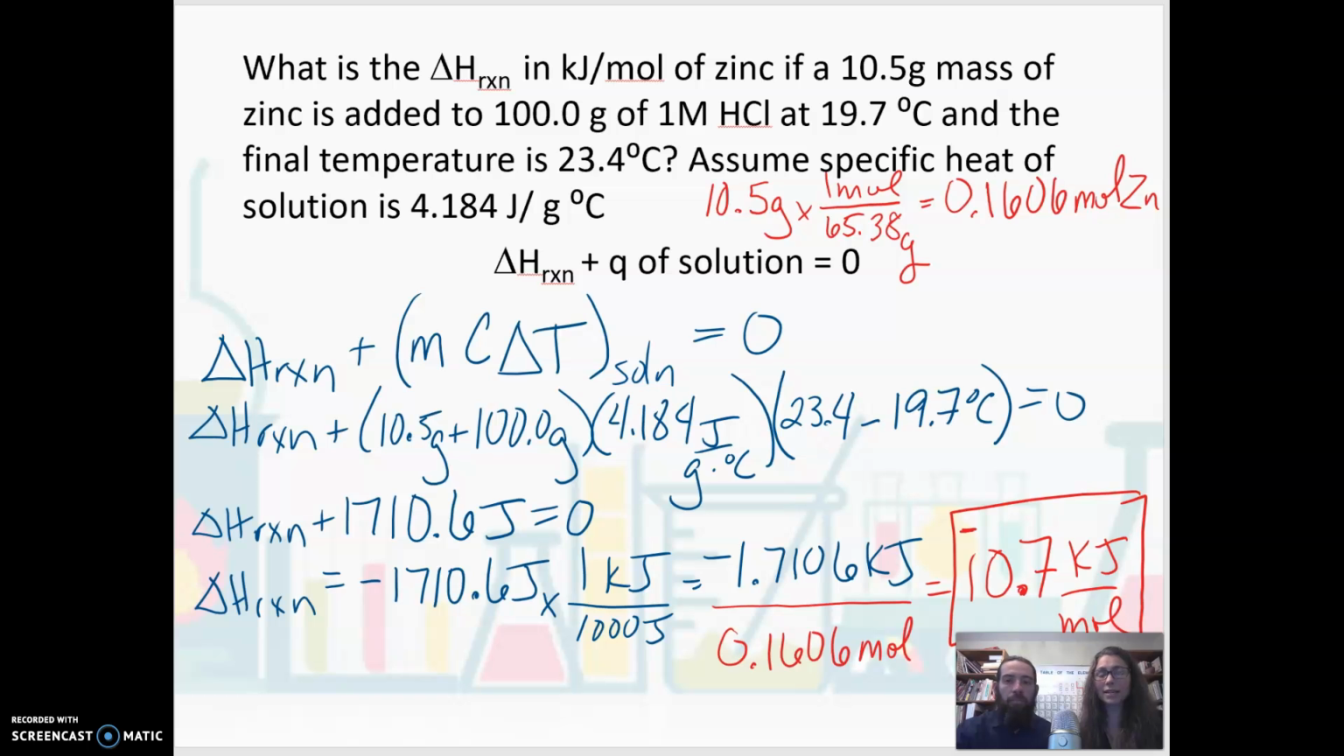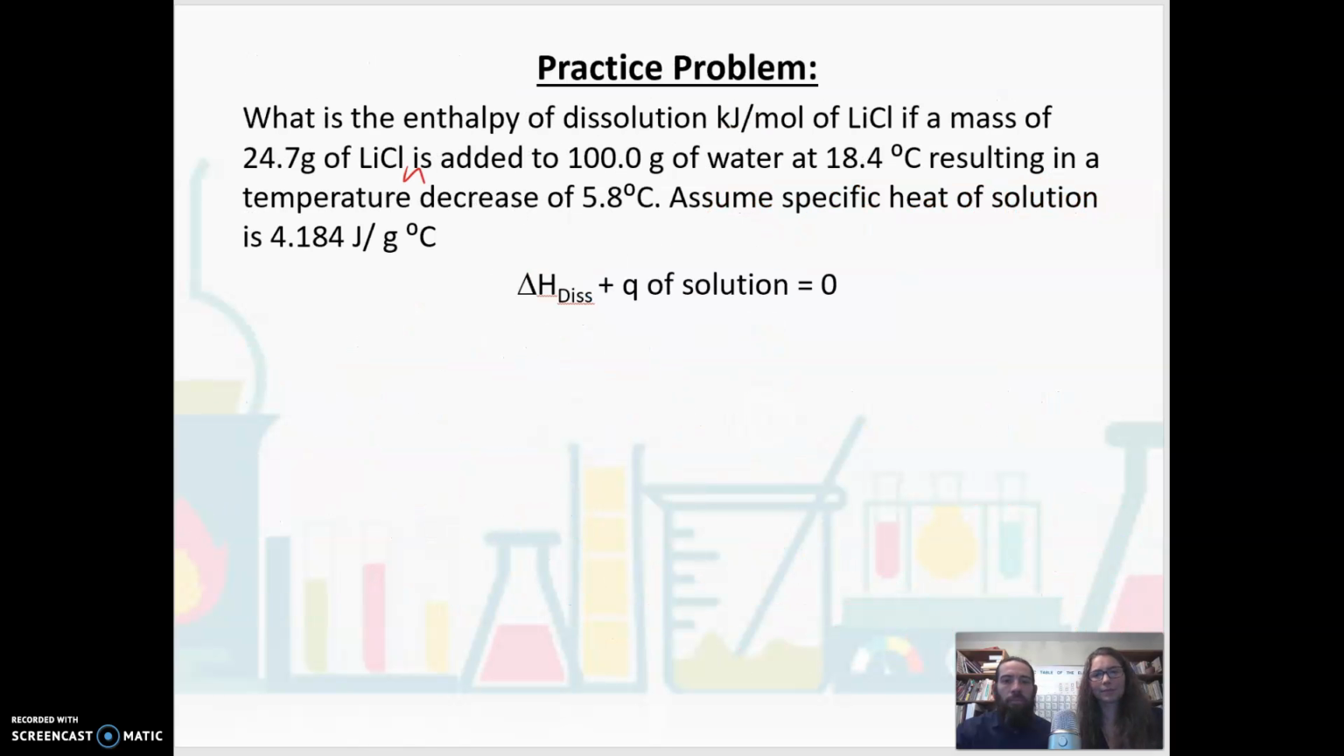So does that make sense? If the reaction was exothermic, it would give off heat. And where would the heat go? Into the solution. And the solution's temperature would rise. Yes, it does make sense. We started out at nearly 20. We went up to just past 23. Increase in temperature, it must have absorbed energy, which means that the reaction itself gave it off.